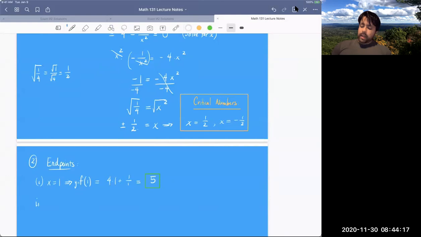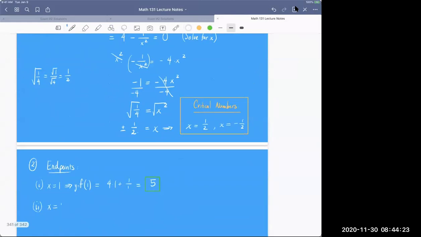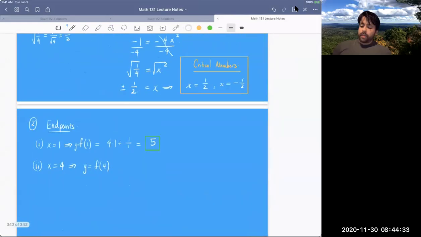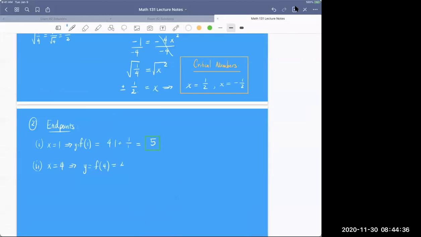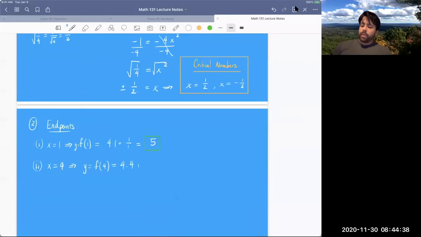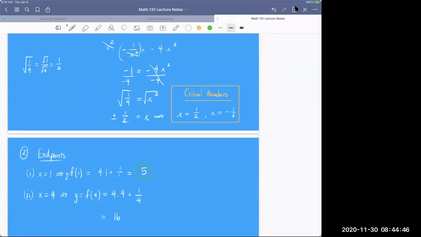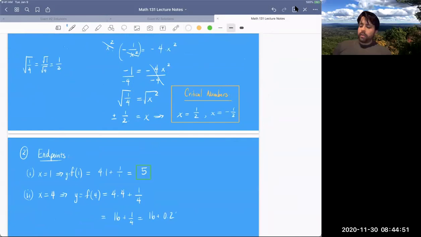And my second endpoint is 4. How did you get 4 times 1? Oh, okay, you plugged it in. Yes, I plugged it in. So this is 4 times 4 plus 1 over 4, right? I'm just plugging it into my original equation. And I get 16 plus a fourth, which is the same thing as saying 16 plus 0.25. So my answer would be 16.25.